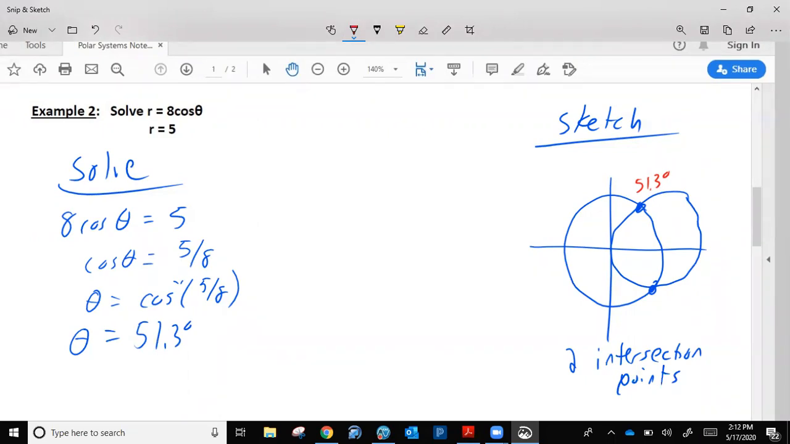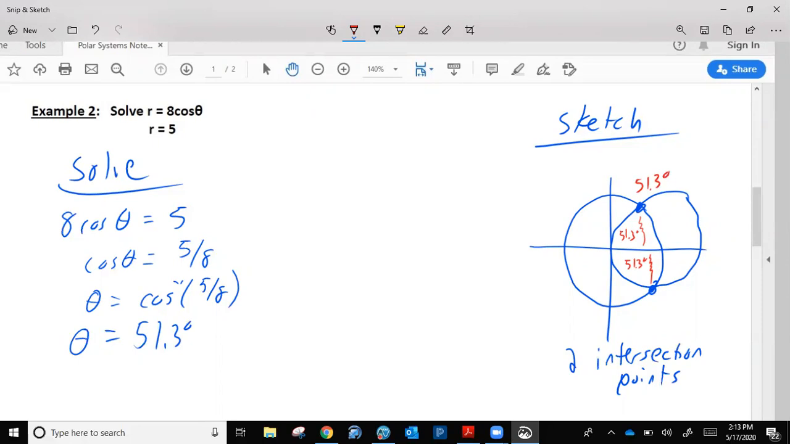Cosine is a positive number because 5/8 is positive. Cosine is positive in the first quadrant and the fourth quadrant. And again, this other intersection point is in the fourth quadrant. So I know that this gap here is 51.3 degrees, just like this gap in the first quadrant is 51.3 degrees. Again, those are the reference angles. That's how far you are from the nearest x-axis. It's always a positive distance as well.